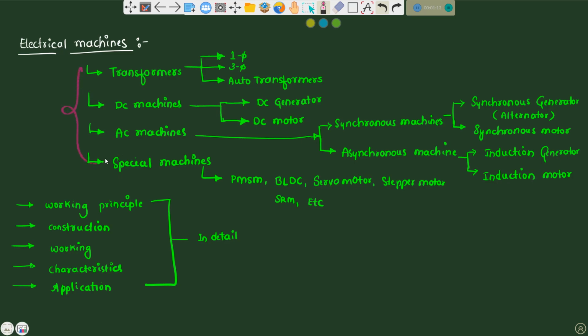Considering all these machines, we are going to discuss in detail the working principle of each machine, construction of each machine, working of the machine, characteristics of the machine, and applications where the machine is utilized in industry or in the domestic or commercial domain. So without any further delay, let's discuss transformers. We'll start with the transformer.